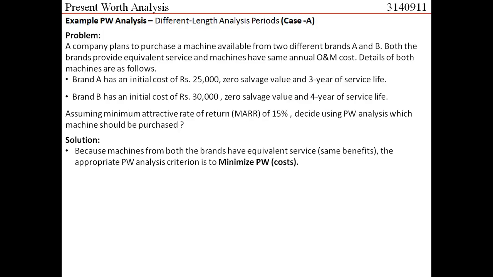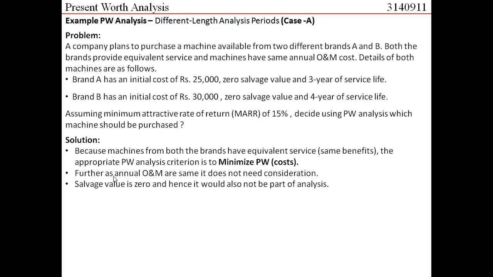Fine. If we go ahead, then let us try to identify a few things. Here again, the machines are said to have equivalent service, so our benefits are the same. So the appropriate PW analysis criterion would again be to minimize the present worth of cost. Again, it is said that annual O&M, that is operation and maintenance cost, is the same, and hence, if it is not considered in the economic analysis, it is okay. We are not even given the value of annual O&M. Because they are the same in both cases, it is not necessary for us to consider.